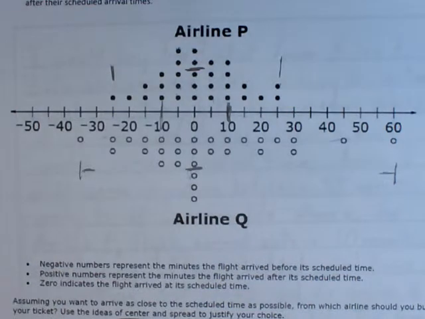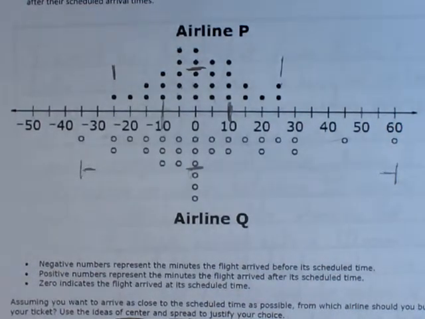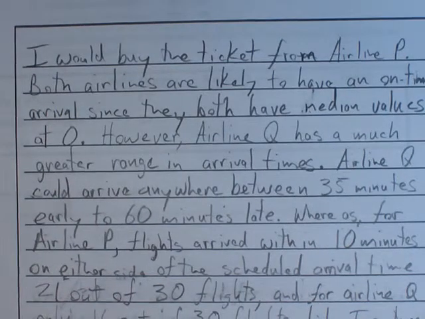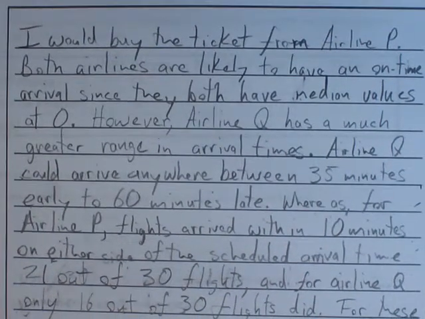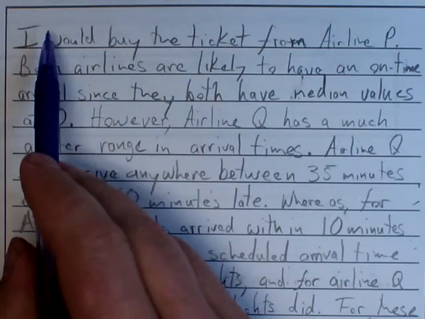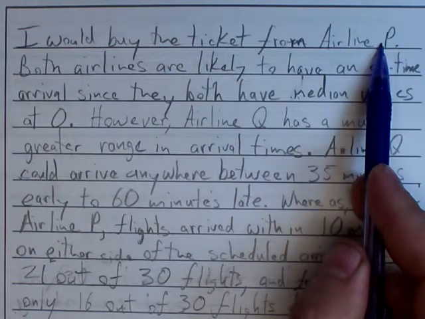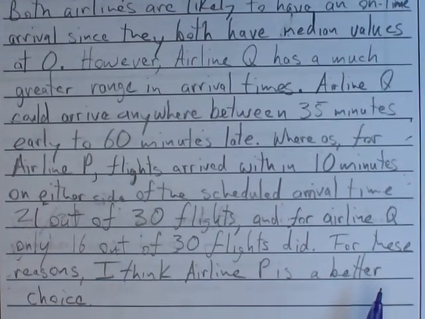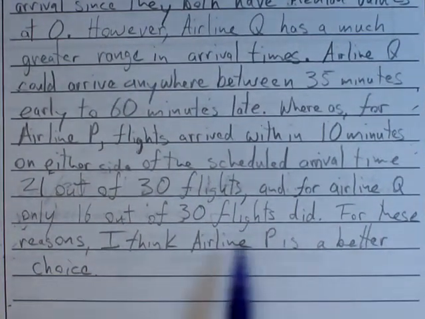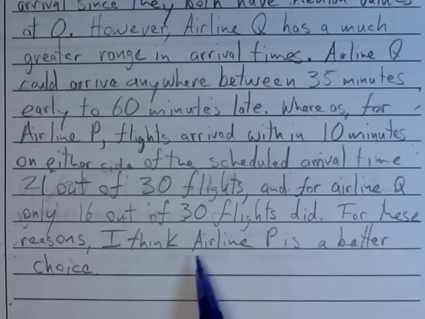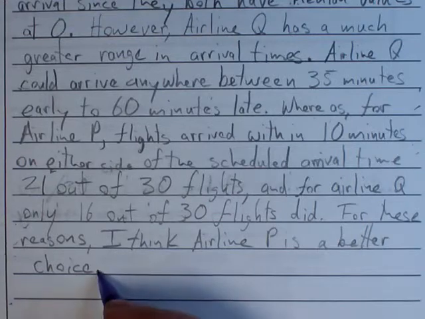Okay, so I will take you through my response to this prompt. You can read this on your own, but I want to point out a few things. First of all, I give my answer first. I would buy my ticket from airline P. Then I give a bunch of reasons why that I've already kind of described to you when I was looking at the data. And then at the end, I summarize again and I say, for these reasons, I think airline P is a better choice.